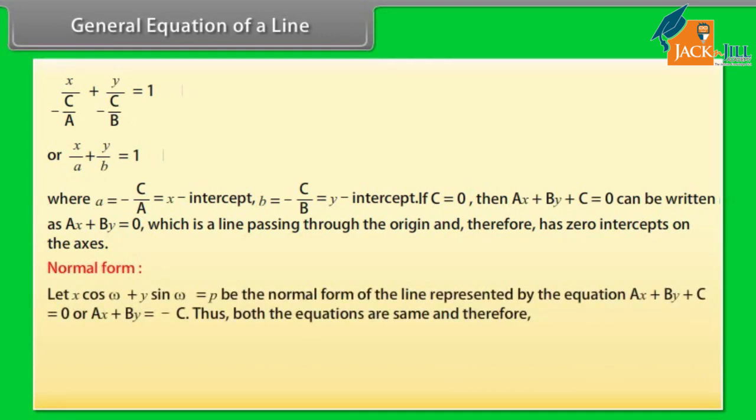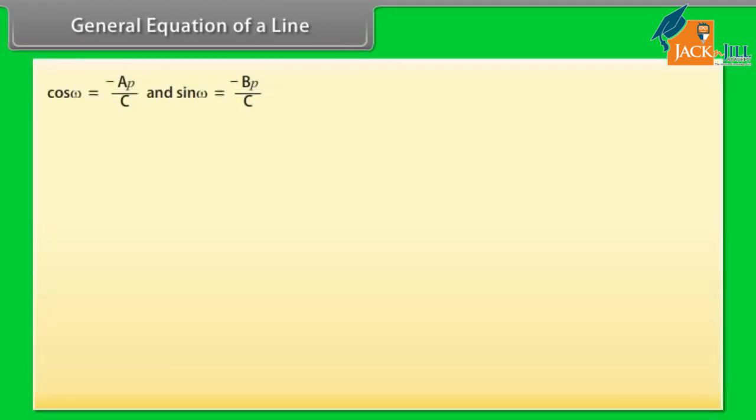Normal form. Let x cos omega + y sin omega = p be the normal form of the line represented by the equation ax + by + c = 0, or ax + by = -c. Thus both the equations are the same, and therefore a/cos omega = b/sin omega = -c/p, which gives cos omega = -ap/c and sin omega = -bp/c. Now sin² omega + cos² omega = (-ap/c)² + (-bp/c)² = 1.